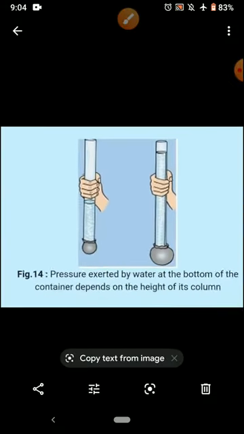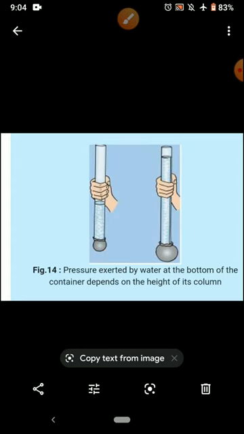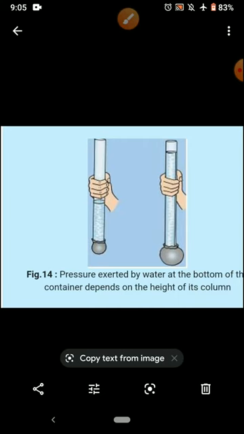See this activity, it is mentioned in your textbook. This is activity 9.8, figure 14. We have to take two transparent glass tubes, or we can say plastic pipes. Length should be maximum 15 centimeter and diameter 5 centimeter to 7.5 centimeter. Take two transparent pipes, plastic or glass pipes.